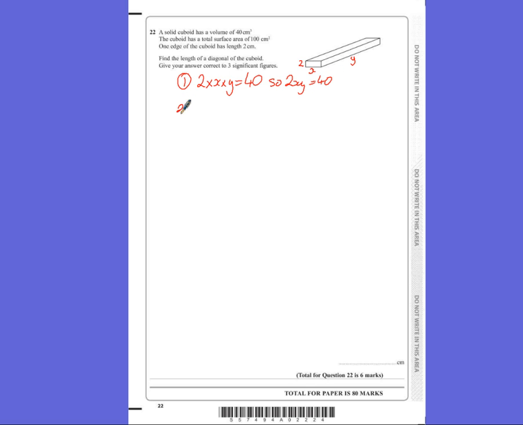And our second equation is for the surface area. Now the surface area would be this area here, which would be 2x, and there'd be another one of those on the other side. This one here, which would be 2y, and one on the other side, and the bottom, which would be x times y. And that equals 100. And if we simplify that through, we've got 4x plus 4y plus 2xy equals 100. So these are our two equations.